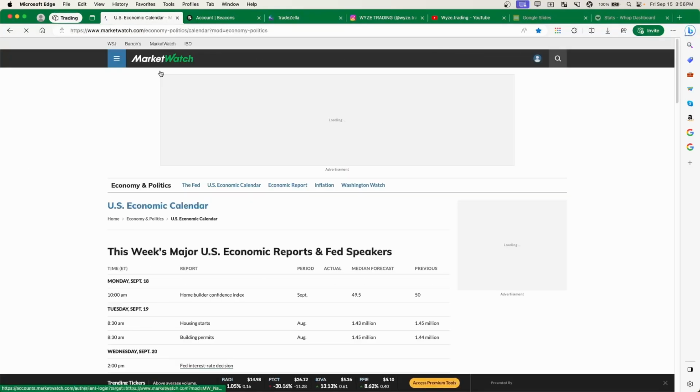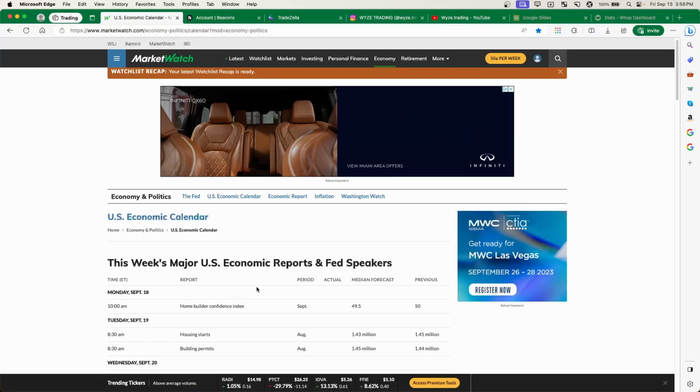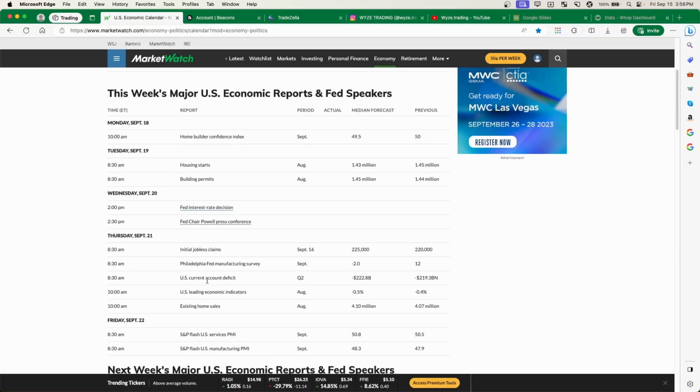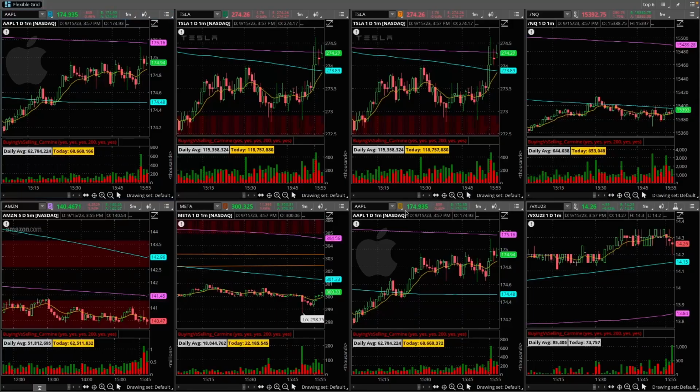The first thing I do is I always take a note of the economic calendar. These will usually create big volatility, but I personally do not want to be in a trade during the exact time it comes out. Now, first things first, I usually trade the S&P 500.